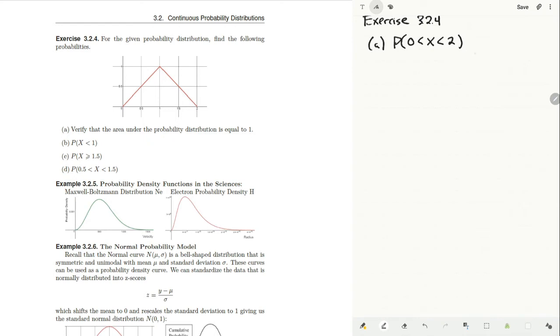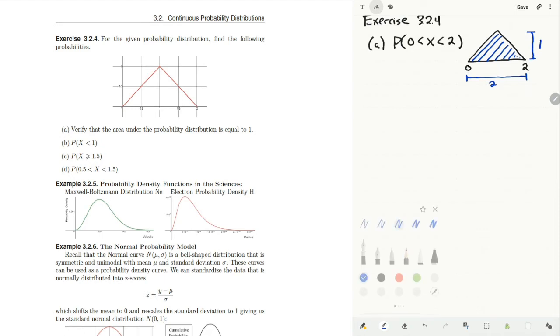And so what we want to look for is the area of this triangle. The base of the triangle has a length of 2, and the height of our triangle is 1. Recall that the area of a triangle is equal to 1/2 base times the height. So this is 1/2 times 2 times 1, which will simplify to 1.